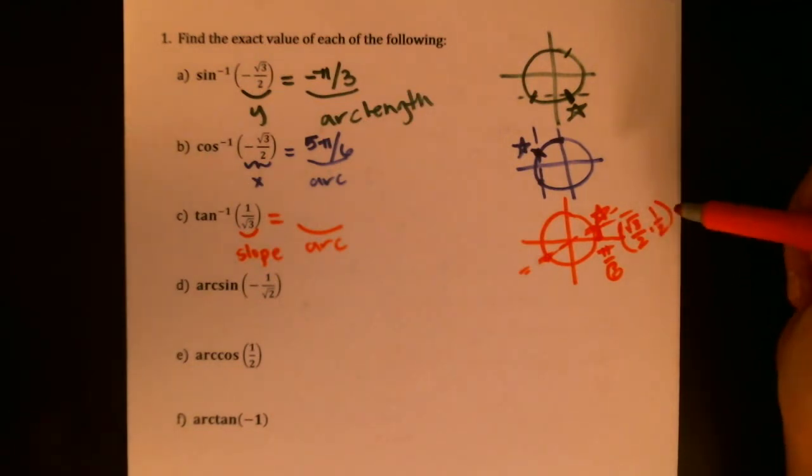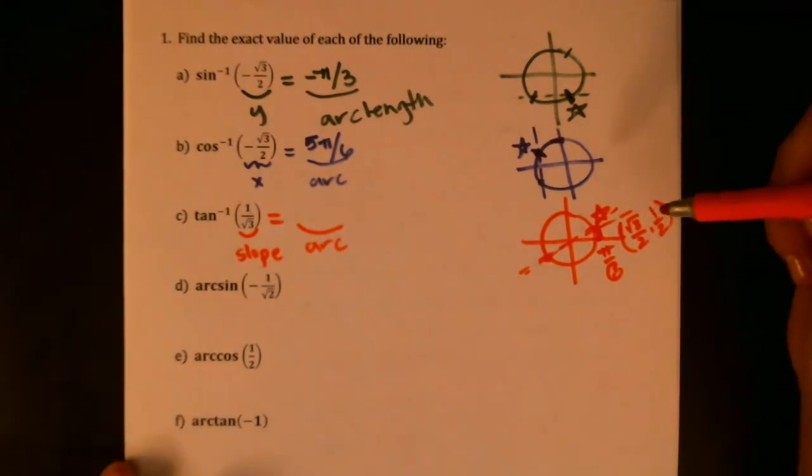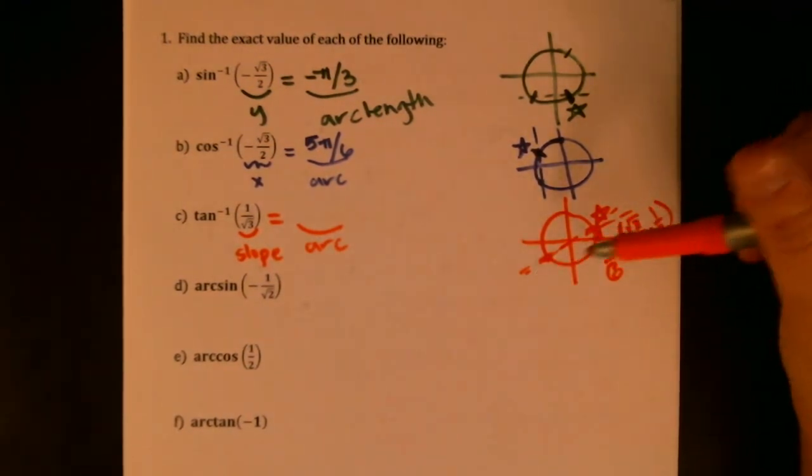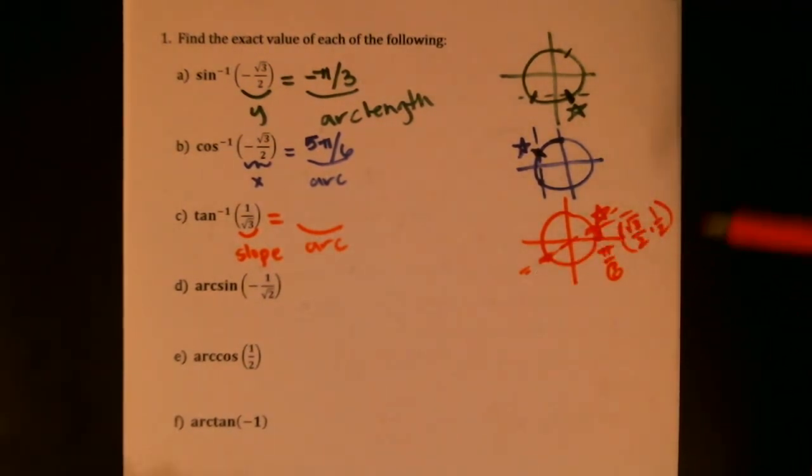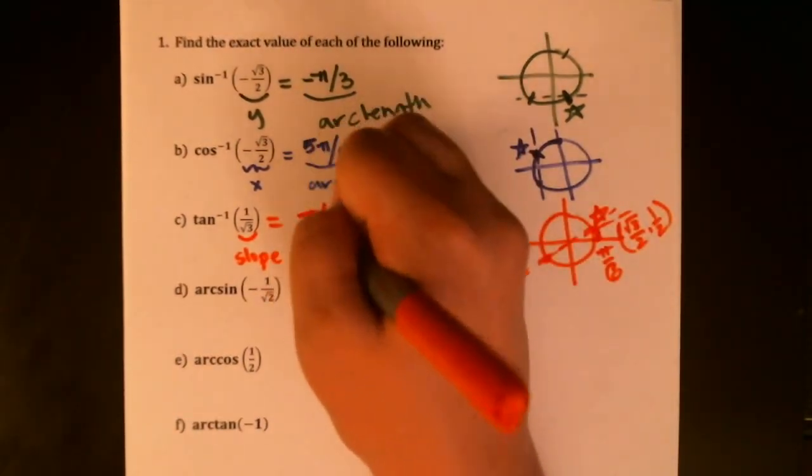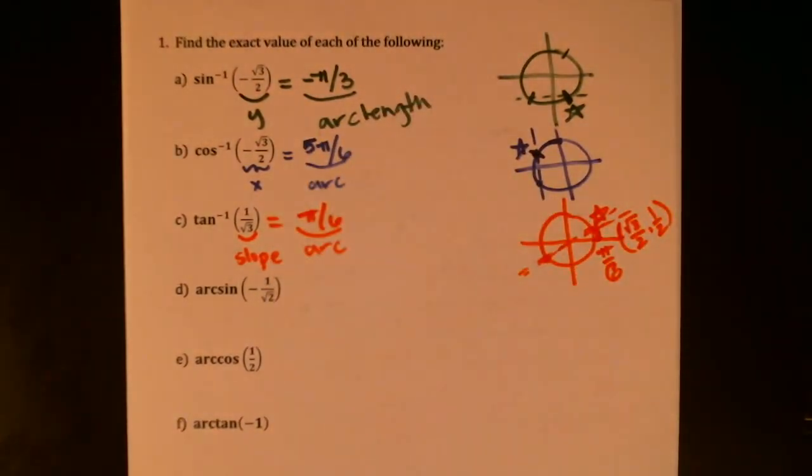So you can always check if in doubt, but if you're careful about drawing your picture, you should be making a really smart first guess and hopefully have it right. So it looks like if I have an arc length of pi over 6, my slope will be 1 over the square root of 3.